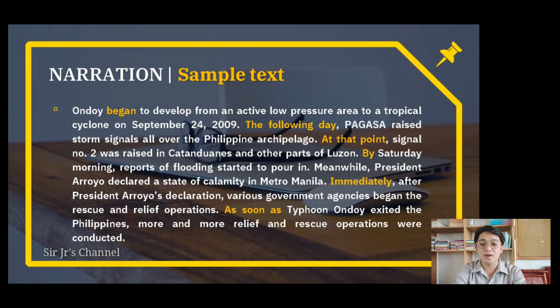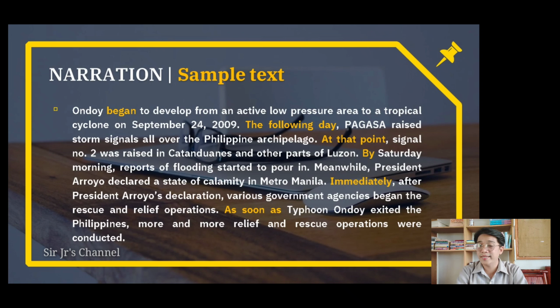So if you can see, there are lots of signal words that were used in the sample text. Okay, we have began, the following day, at that point, by, meanwhile, immediately, and as soon as. So these are your clues. And of course, basically, this is an example of a narration pattern of development because it narrates or it shares a particular story in an order, in a chronological sequence.